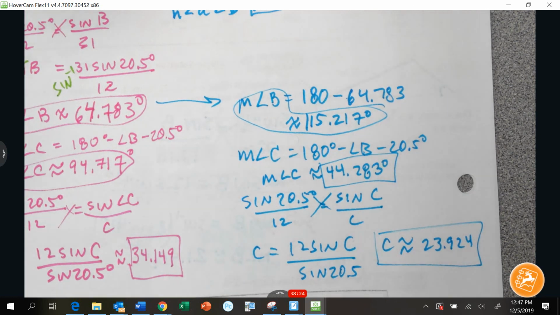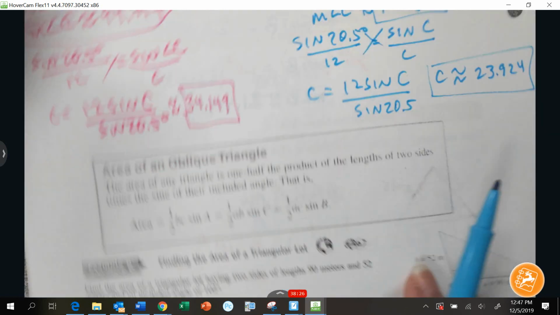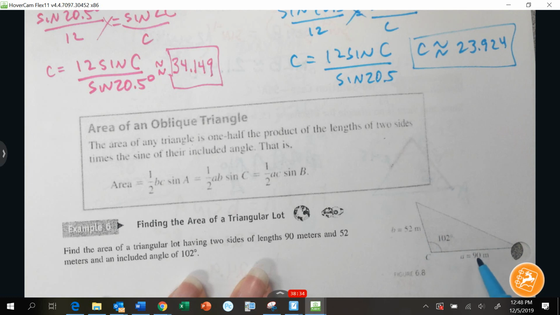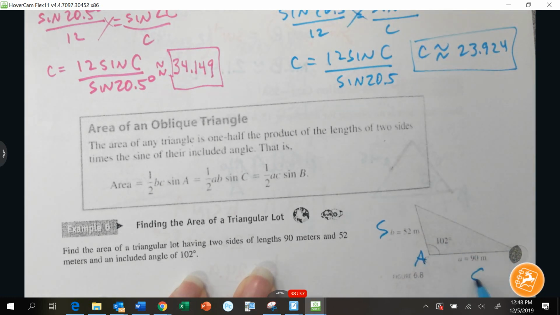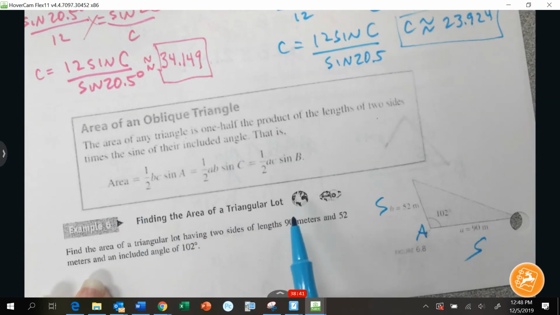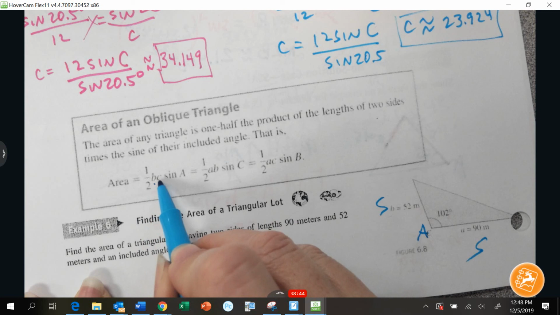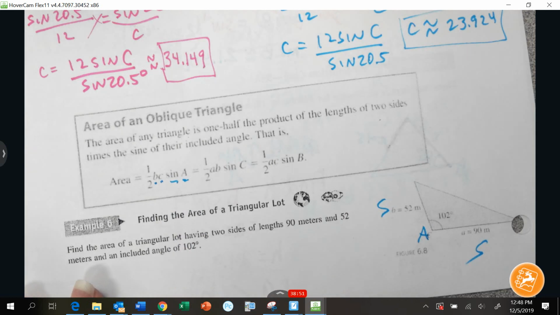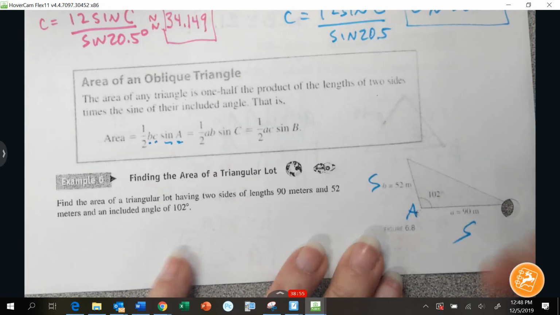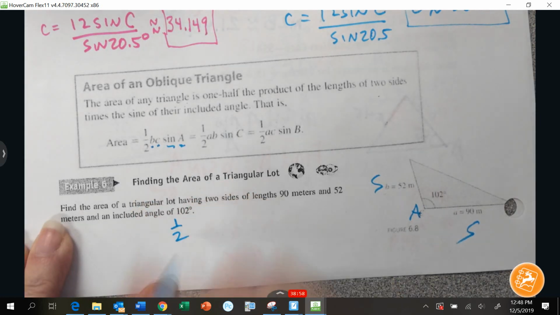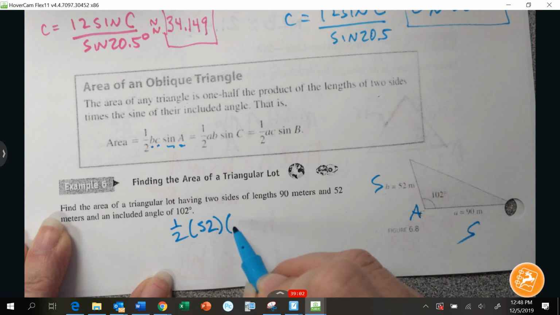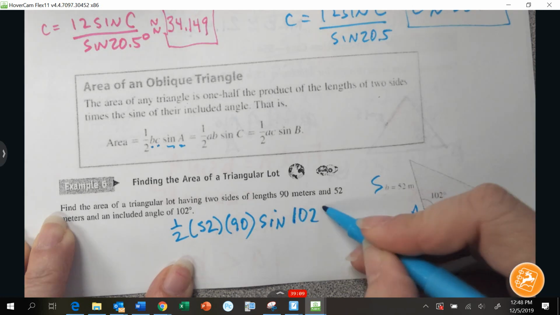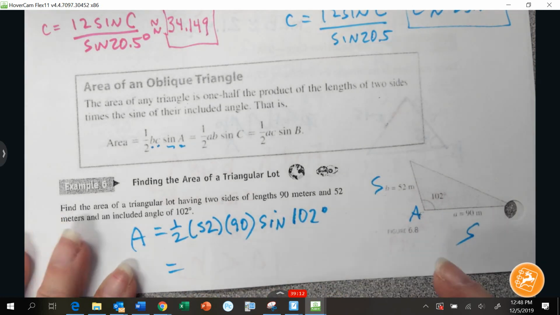Okay? The very last thing, I told you it's going to take me 30 seconds to do this last one. This is an area of a triangle formula if it's in the form of SAS. If it's in the form of SAS, you can find the area of the triangle by this easy formula. You take half of two sides, and then the sine of the angle that's included between the two sides. So it doesn't have to be A, B's, and C's. You just take half of the two sides multiplied together, so half of 52 times 90, and then you multiply that by the sine of that included angle, which is 102 degrees. And that's the area formula for this kind of triangle.